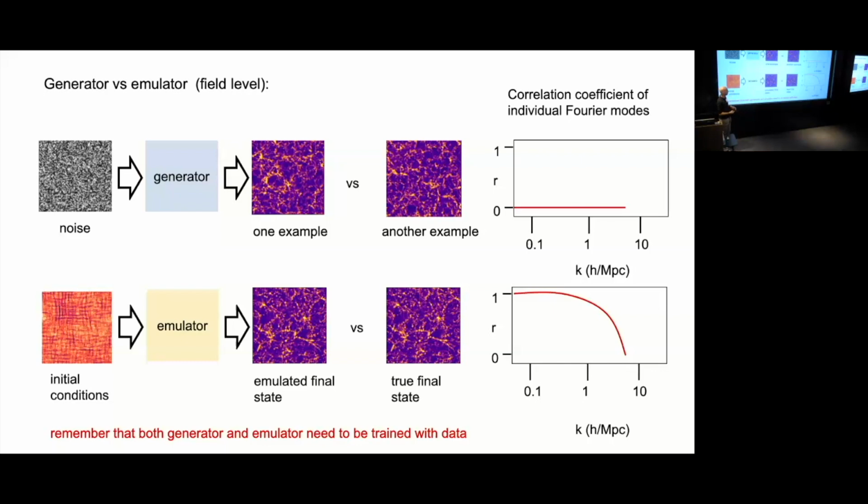Okay, so you have to remember, as with all these things, that both the generator and the emulator need to be trained with data. How well they can do depends on the quantity of this data, and to evaluate how reliable it is, you need to decide how much data you actually trained on. There are various ways of doing that, but it's one of the big issues that we face.